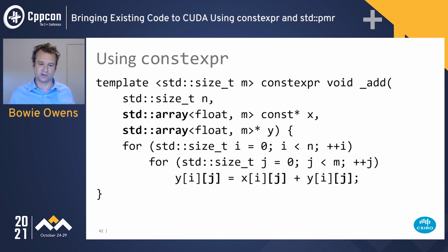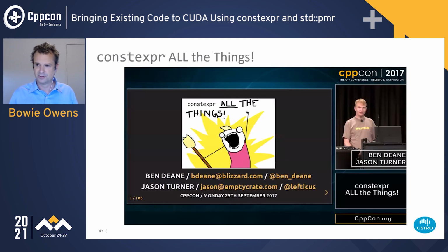The thing is, though, constexpr has a really big advantage. Because constexpr serves its own useful purpose, there's enthusiasm for adding constexpr to functions, and this includes adding constexpr to functions in the standard library. I'm referencing the excellent talk by Jason Turner and Ben Dean here as an example of that enthusiasm for constexpr all the things. Okay, so we'll reflect on why that.